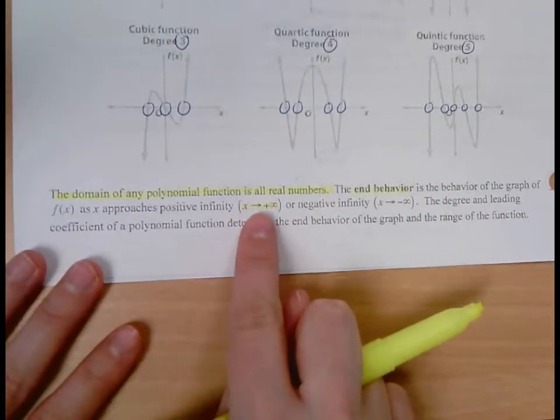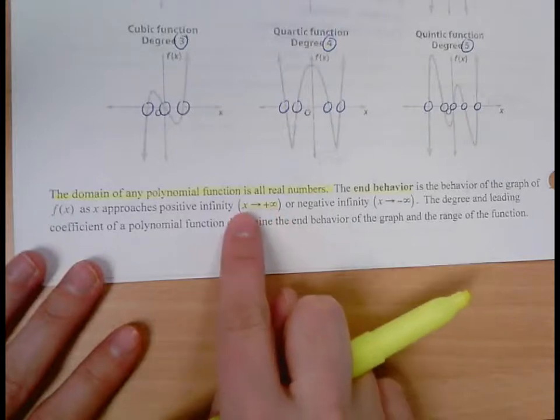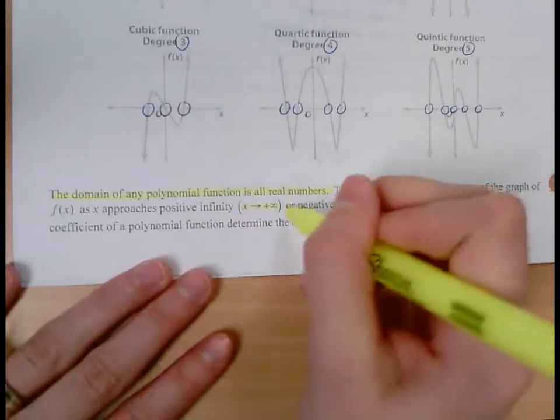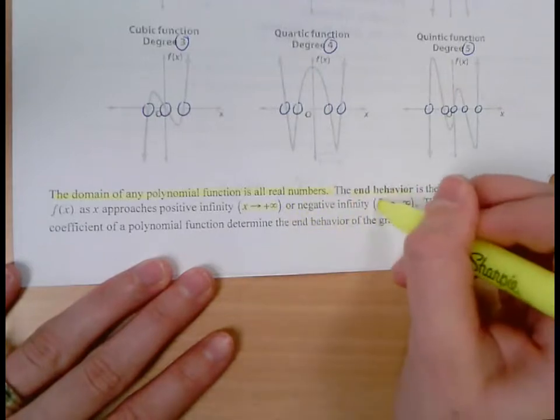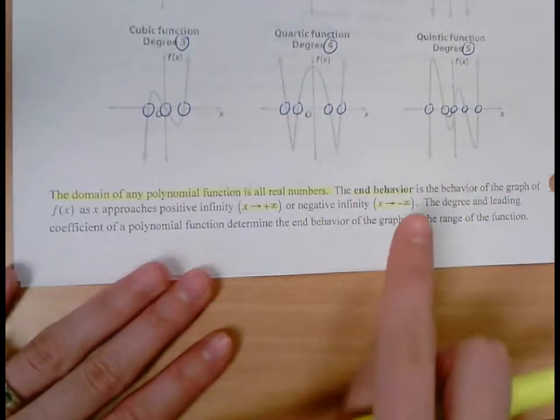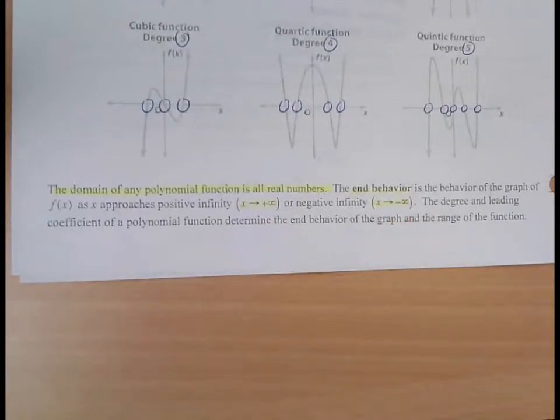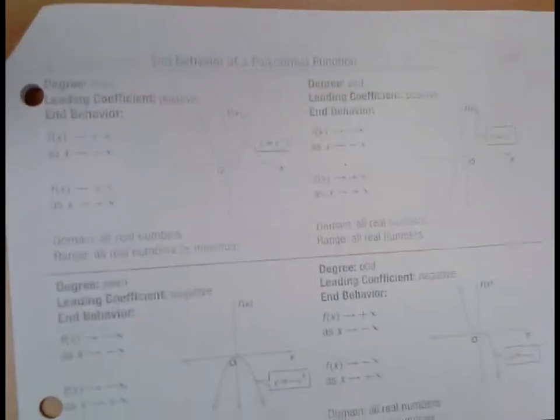So if you see x arrow positive infinity, that is read as x approaches positive infinity, or as x approaches negative infinity. And like I said, we're going to talk about this more in depth as we actually go through it. But the degree and the leading coefficient of a polynomial function determine the end behavior of the graph and then also the range. So that's bringing us onto the key concept box on the next page.